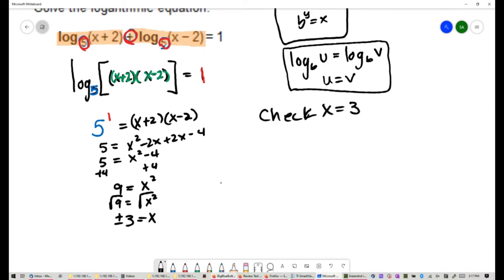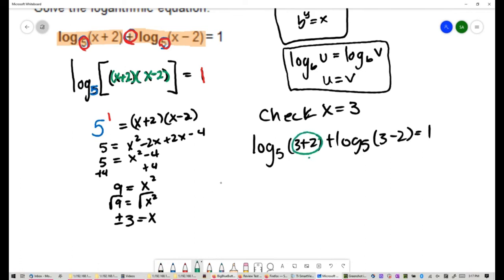x equals 3. In the original, that would be log base 5 of 3 plus 2 plus log base 5 of 3 minus 2 equals 1. So what I'm checking for, 3 plus 2 is 5, which is a positive. 3 minus 2 is 1, which is a positive. So 3 is in the domain of both of these log expressions. I'll be able to keep that. Then we'll check the other one.